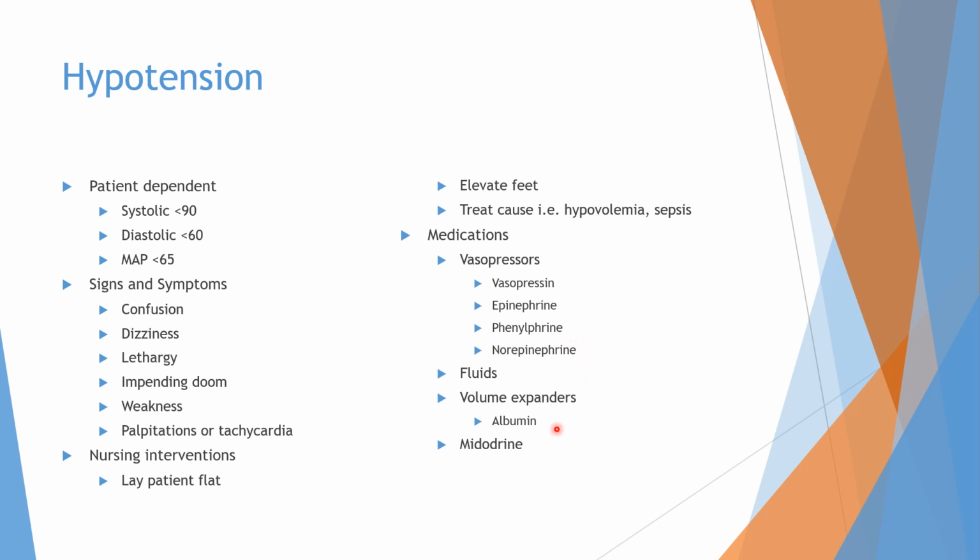And then we can also give midodrine. So midodrine is an inotropic, and it's going to help our blood pressure by increasing our cardiac output. So these all affect our SVR, our systemic vascular resistance, and like our epi, our phenyl, and our Levophed, those can help increase our cardiac output as well, where midodrine's just going to increase that cardiac output.